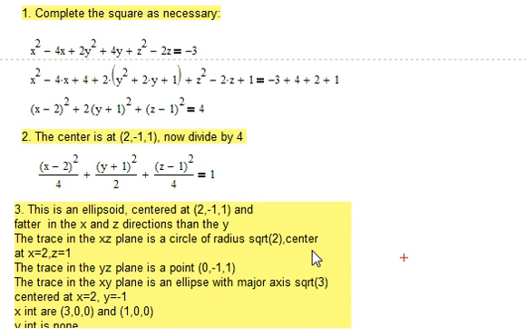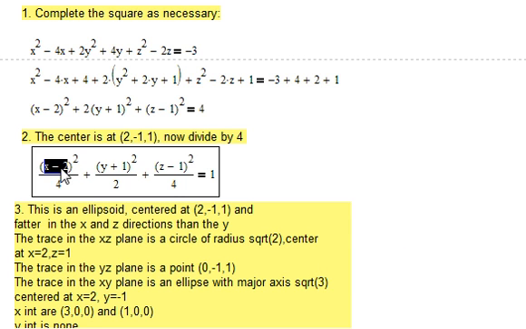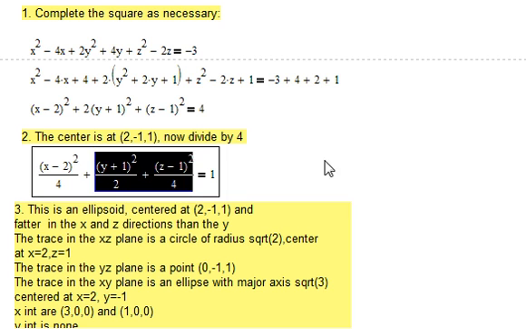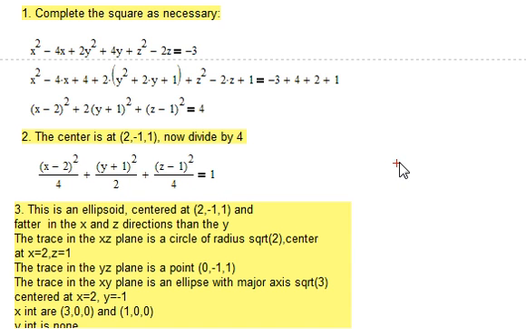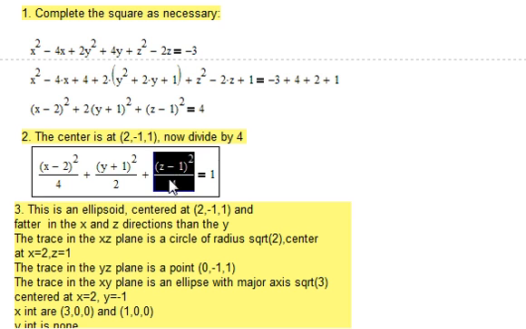So the trace in the yz plane, that means x is 0. Well, if x is 0, then we got 1 here, so this and this would cancel out. So we just have this, it's called a degenerate circle, or it's just a point. The point x is 0, y is negative 1, z is positive 1. The trace in the xy plane, that means z is 0, so this makes this 1/4. So this plus this equals 3/4. And it's an ellipse with major axis square root of 3, centered at the point where x is 2, y is negative 1.